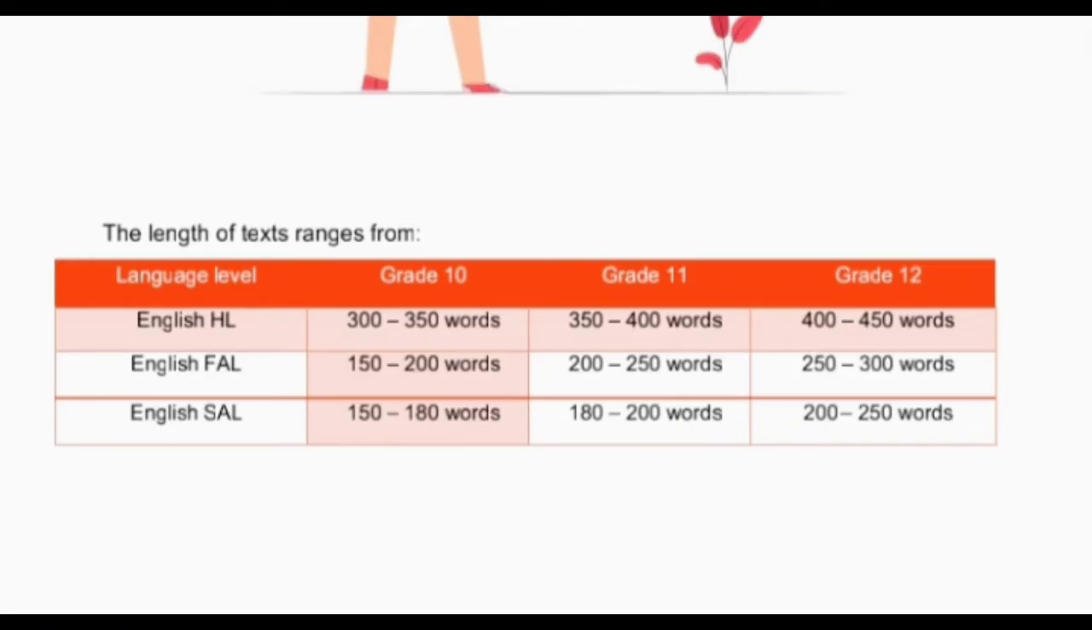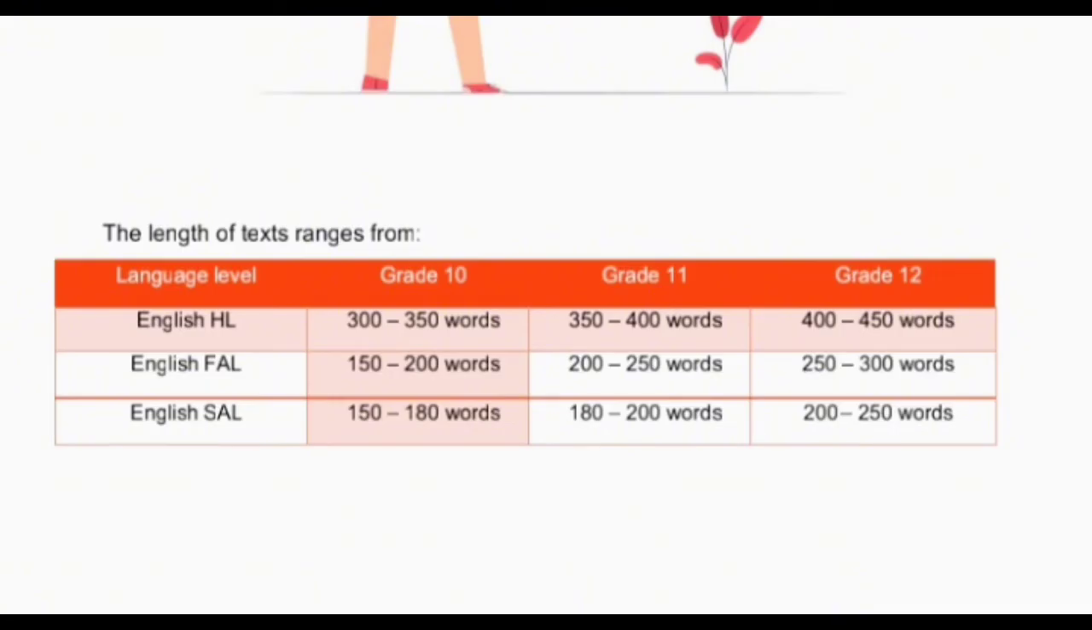If you are doing English Home Language in grade 10, they will require you to write 300 words to 350 words. If you are doing English Home Language in grade 11, they will require you to write 350 words to 400 words. If you are doing English Home Language in grade 12, they will require you to write 400 words to 450 words.